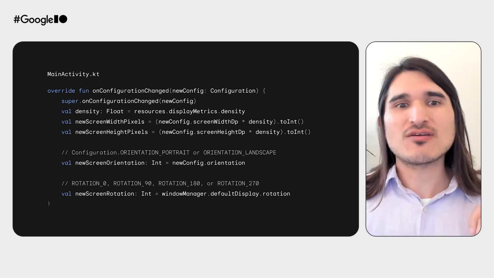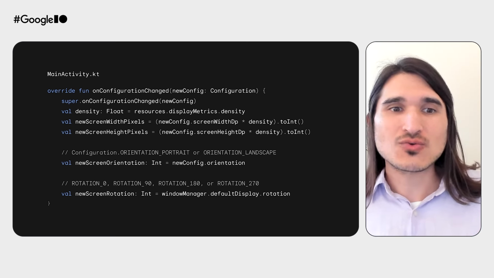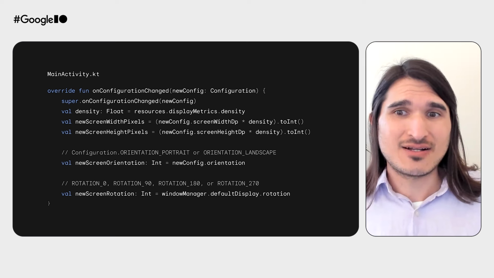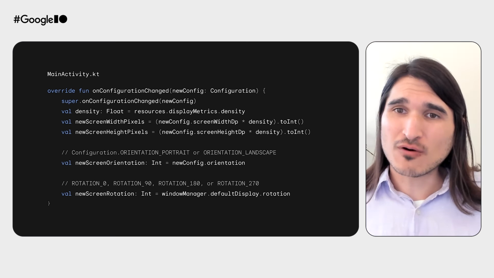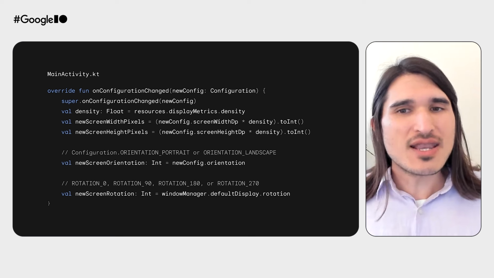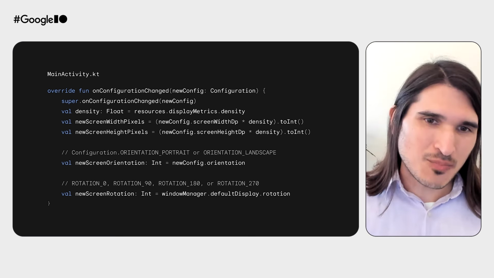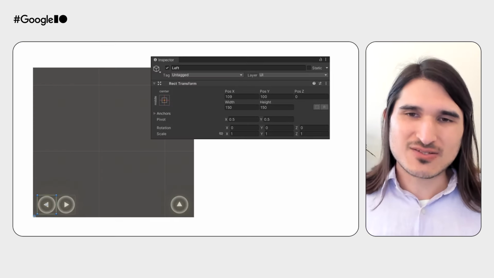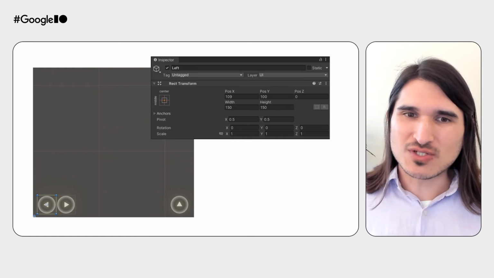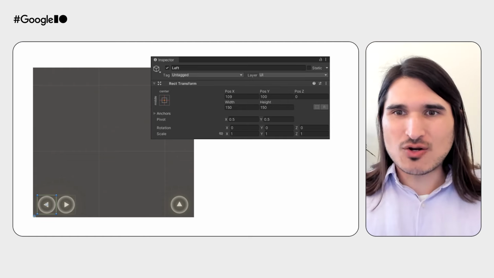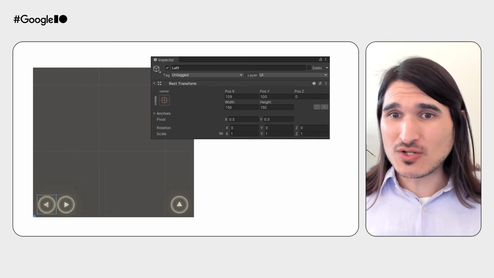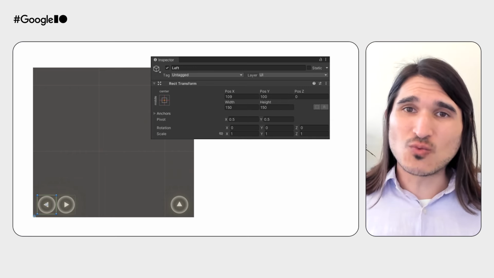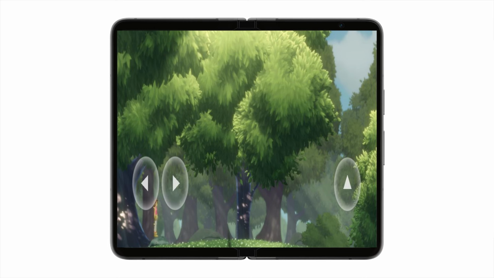Next, handle the configuration event and check the new window density, width, and height. You can also query the window manager for the current orientation. Now that we have this metadata, let's put it to good use. For the best experience, make full use of the new window size. Anchor your user interface elements relative to the edges of the window so that they can dynamically adjust when the window size changes. Ensure your camera, field of view, and aspect ratio adjust to both fill the full window and avoid distorting your game assets.